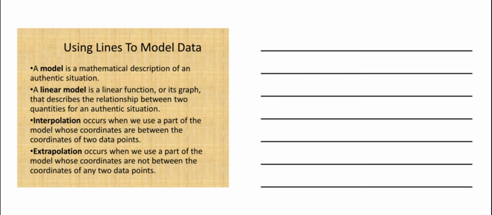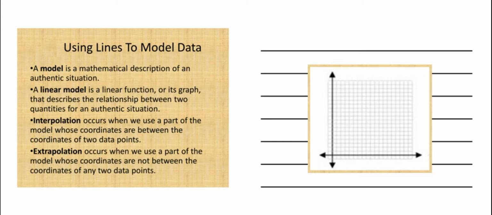Using lines to model data. A model is a mathematical description of an authentic situation. A linear model is a linear function or its graph that describes a relationship between two quantities for an authentic situation. Well, it's got to represent something real.